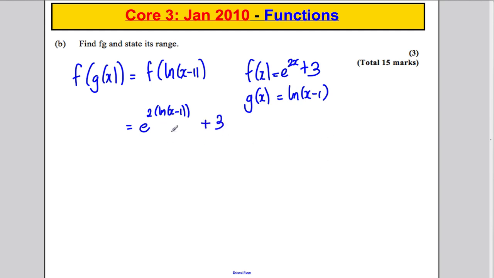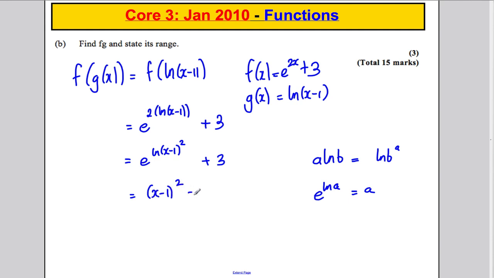Now at this point, you should know that a ln b, for example, is the same as ln b to the power of a. I can bring this number up as an exponent, so I could write this as e to the ln of x minus 1 squared, plus 3. And you should also know that e to the ln a is just a, so e to the ln of x minus 1 squared is just x minus 1 squared plus 3. And this is our function f of g of x.